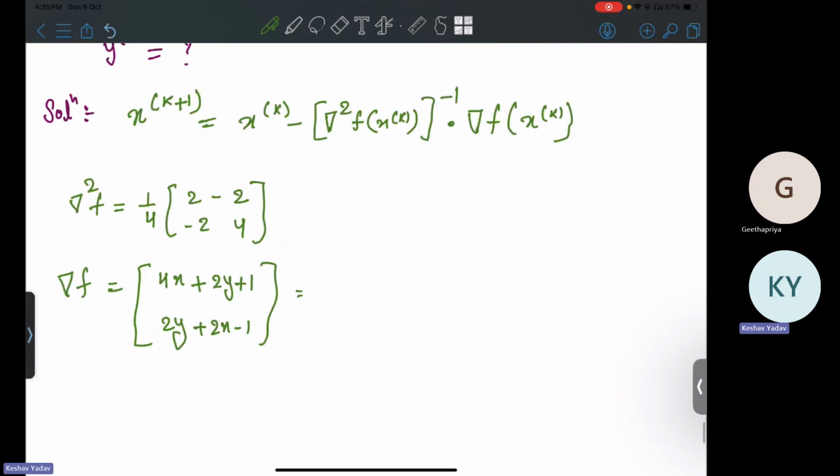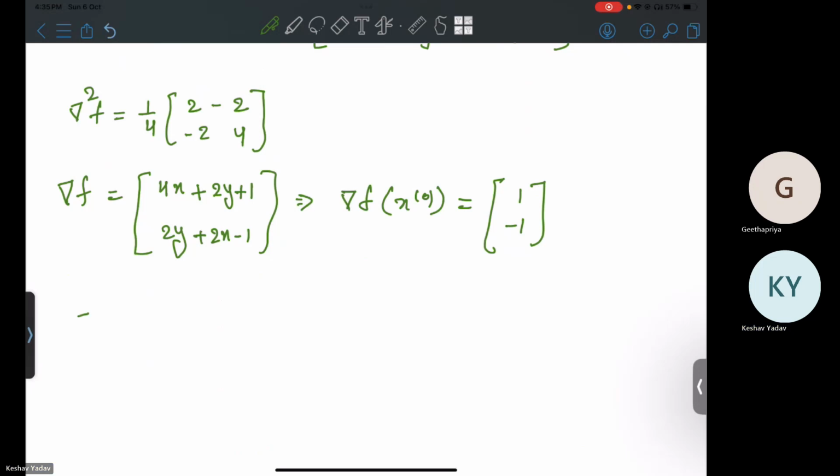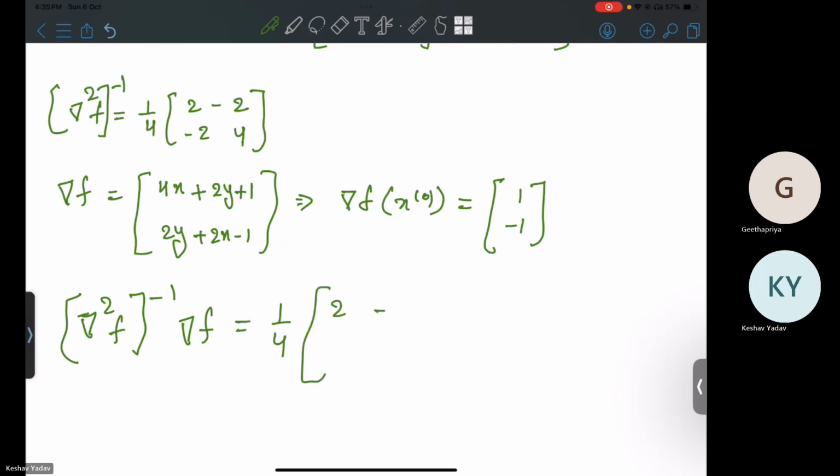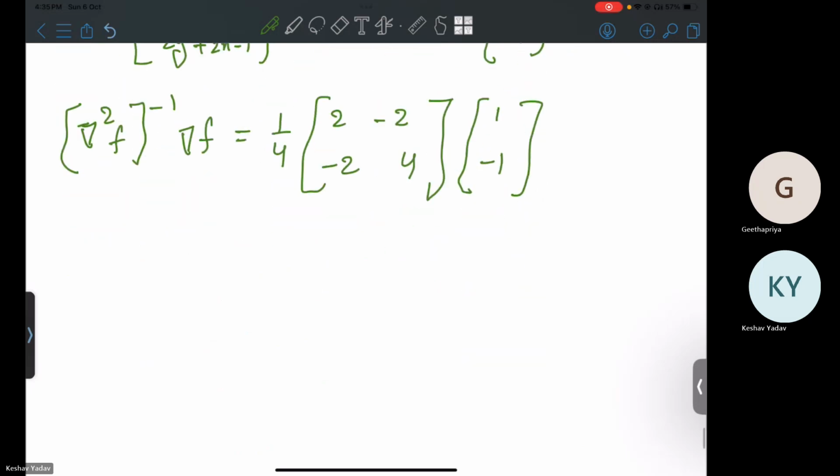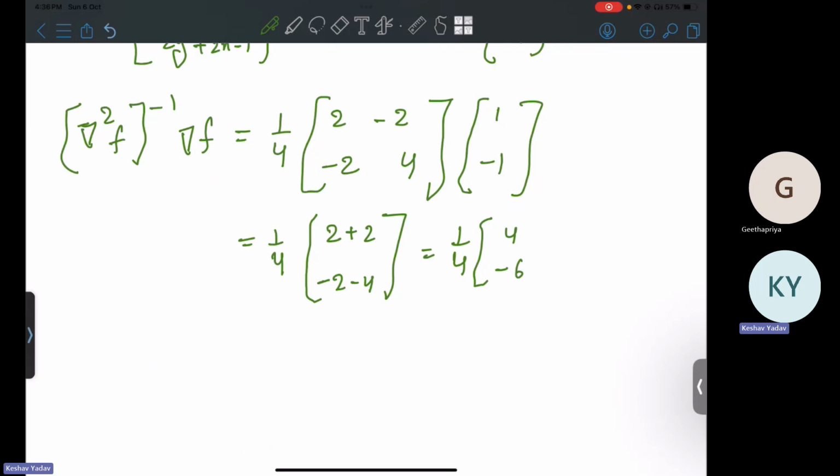So this will remain the same. The gradient of f at x0 will be equal to 1, minus 1. Now I need to find the inner product of these two. So 2 plus 2, here it will be minus 2 minus 4. This will equal 1 by 4 times 4 minus 6, right? So this will be equal to 1, 1.5. Correct?